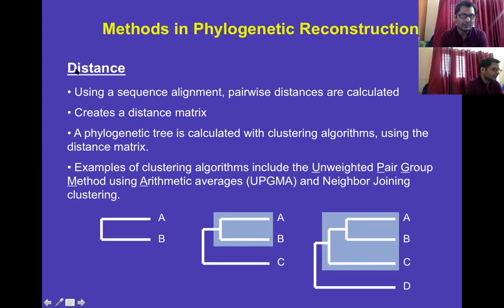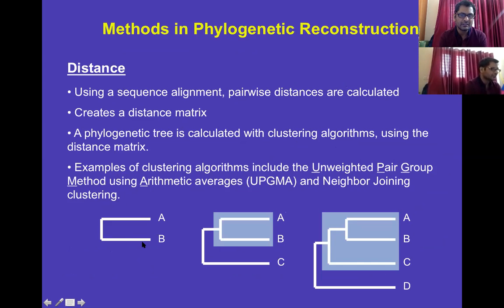So for distance or neighbor joining, using the sequence alignment, pairwise distances are calculated, creating a distance matrix. The phylogenetic tree is calculated by a clustering algorithm using the distance matrix. So the tree is calculated with clustering algorithms, and examples of clustering algorithms are UPGMA or neighbor joining clustering.